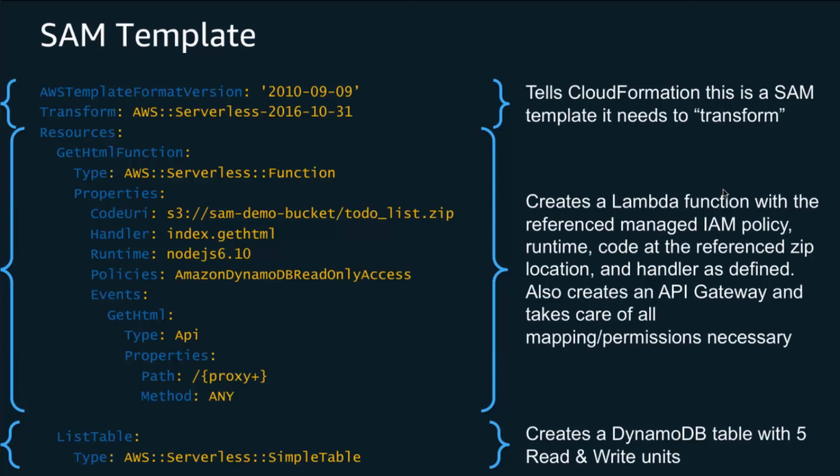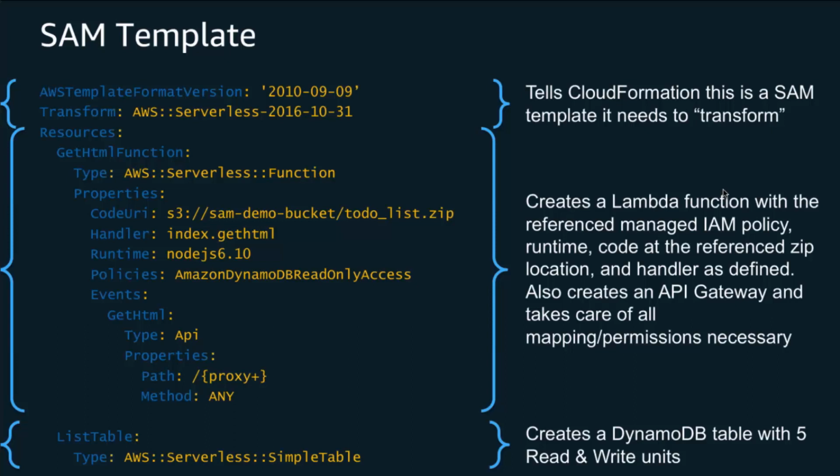We then have a resources section, and inside of this resources section, we have 2 different AWS serverless resources. We have an AWS serverless function and an AWS serverless simple table. Now, the simple table all the way at the bottom is going to create a DynamoDB table with a base set of 5 read and write units. Again, just 2 lines of code there to create that for us.